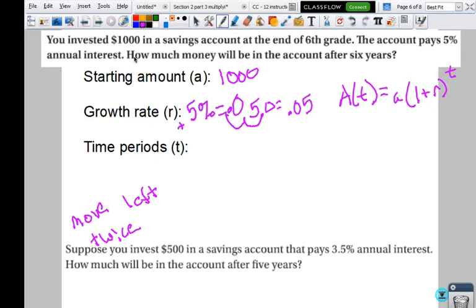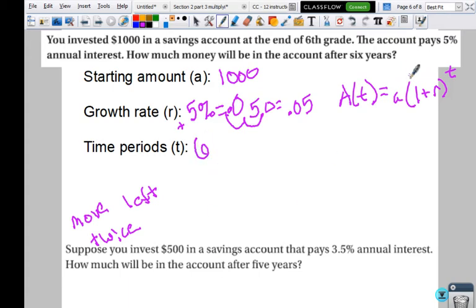And then the last thing, we need our T, which is the amount of time and the time period. So we want to know how much money we have after 6 years. And this one can also be a little sneaky. If it's annual interest, how many times are you getting paid a year? Once. We're getting paid once a year for 6 years, right? Which means we are getting paid 6 times.